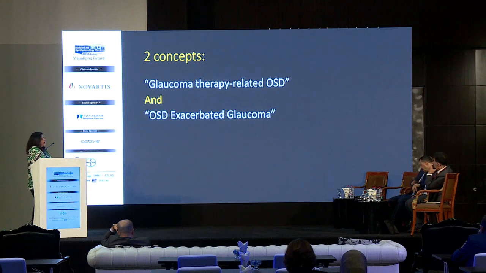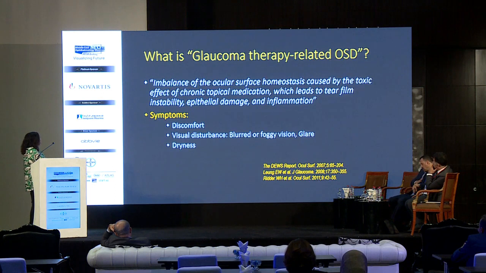One is glaucoma therapy-related ocular surface disease, and the other is a person with ocular surface disease which has been exacerbated by glaucoma. So what is glaucoma therapy-related ocular surface disease? It's actually an imbalance of the ocular surface homeostasis, caused by the toxic effect of chronic topical medications, the drug per se and the preservatives, both, which leads to tear film instability and disruption and results in epithelial damage and a vicious cycle of inflammation.